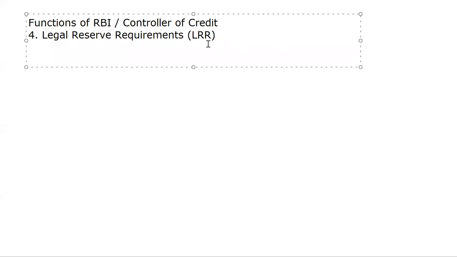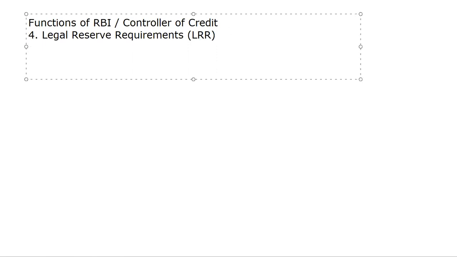Students, now we come to the fourth method to control the credit in the economy by the central bank of the country. This is the fourth method under the title of legal reserve requirements, or we could say legal reserve ratio. The components of this legal reserve ratio.